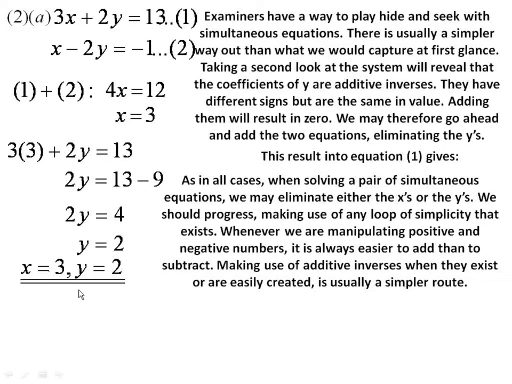So making use of additive inverses, I always try to do that if it is an easier way out. If we see additive inverses, then we make use of them. If they are easily created, then we create them and then we move straight ahead. But we always try to make use of any what we call loop of simplicity that exists.